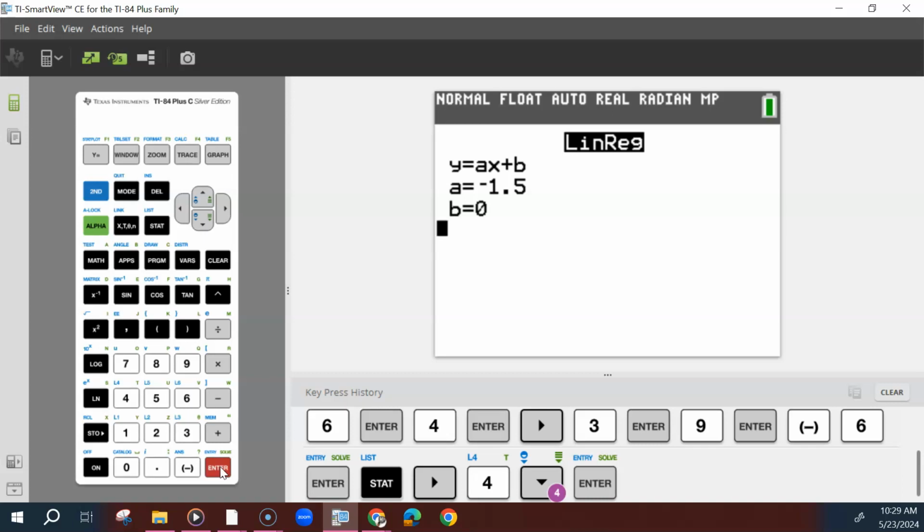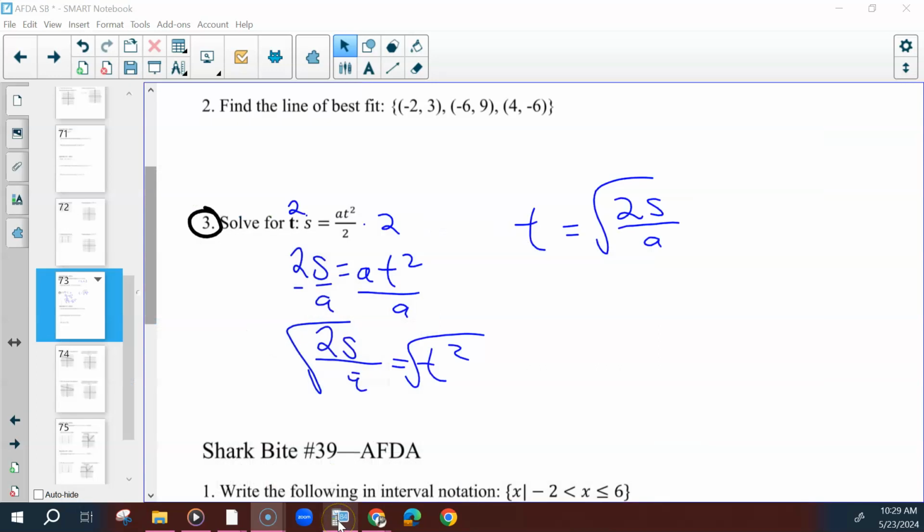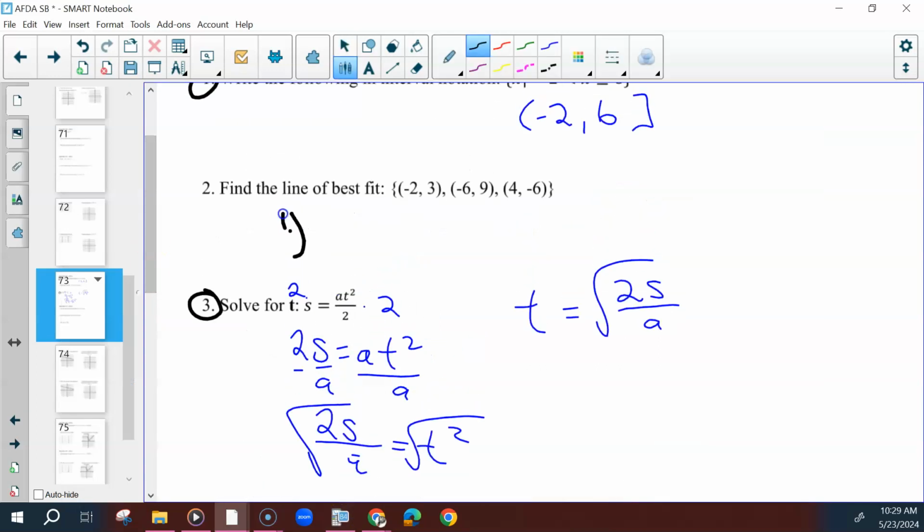So then your equation would be y equals negative 1.5x. Put plus 0 at the end, you don't need it.